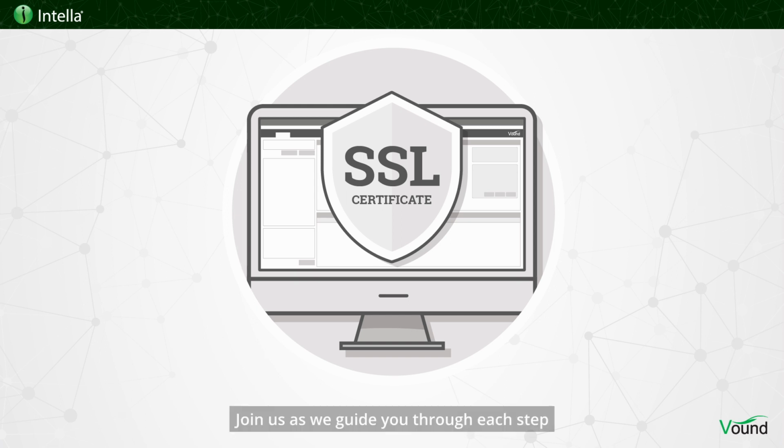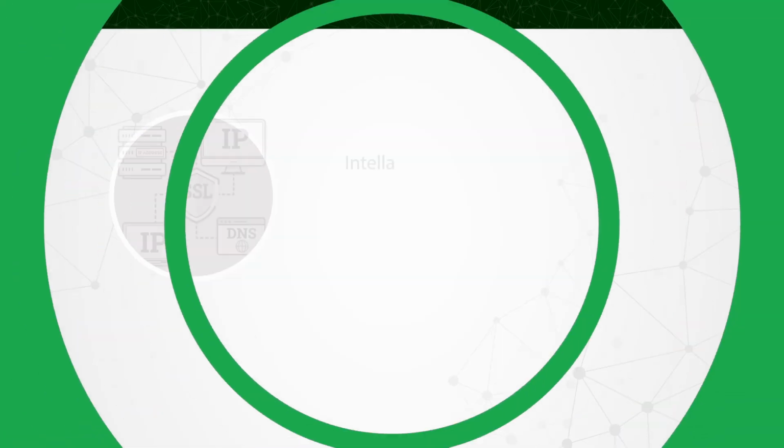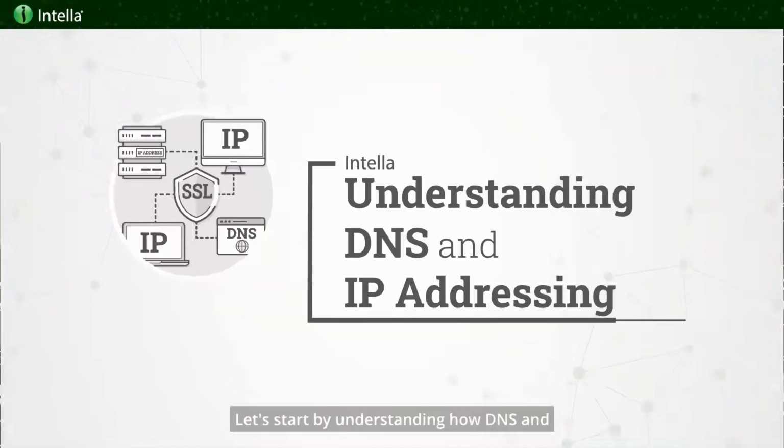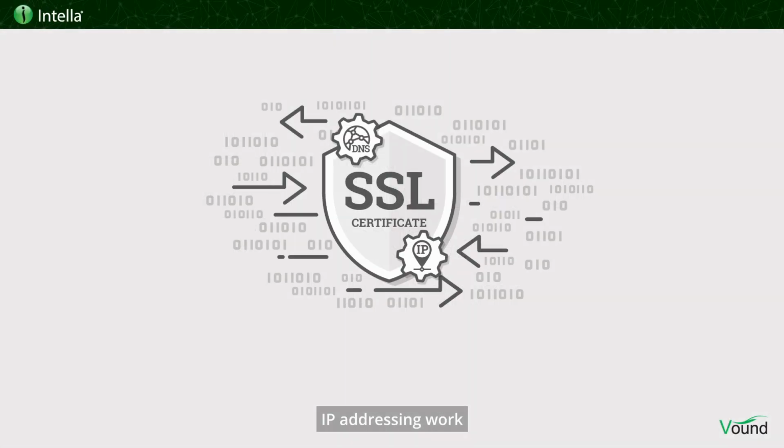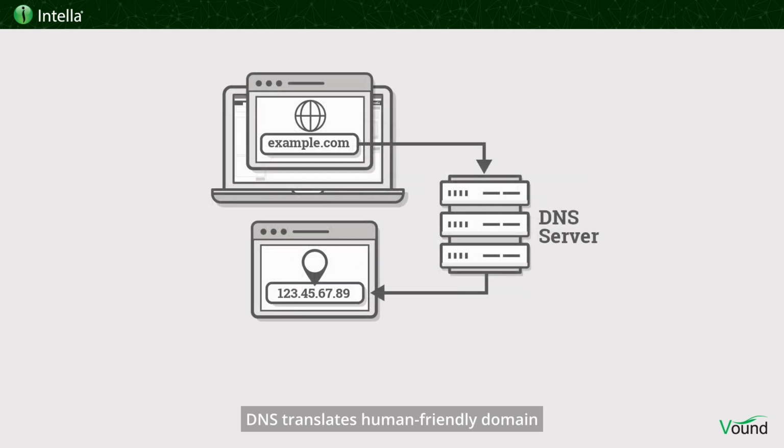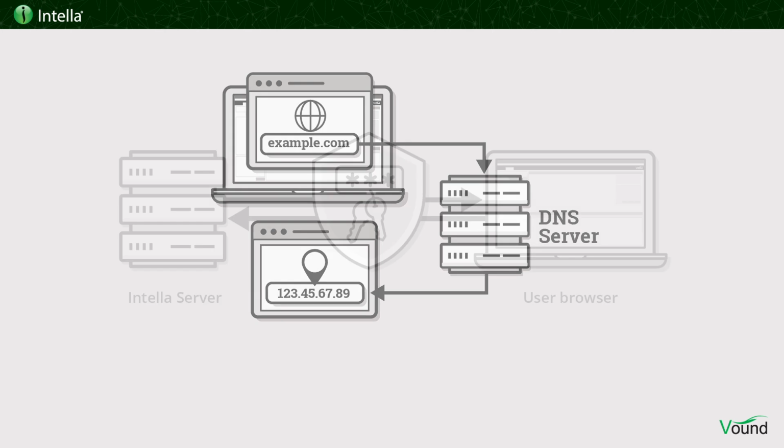Join us as we guide you through each step of securing your Intella platforms, ensuring that your sensitive data is transmitted securely. Let's start by understanding how DNS and IP addressing work with SSL to protect your data. DNS translates human-friendly domain names into IP addresses, the unique identifiers for network devices. Because of DNS, we can type in a web address instead of the IP address. Both work and point to the same machine, but a human-readable name is easier to remember.